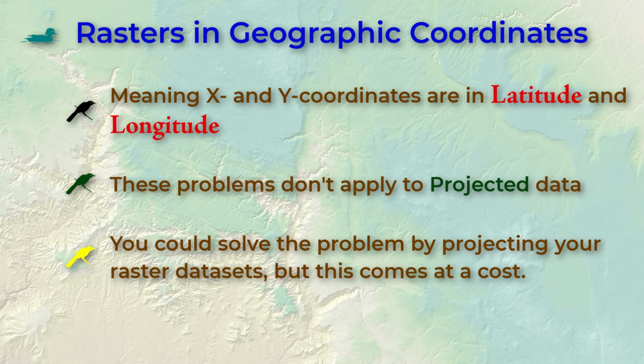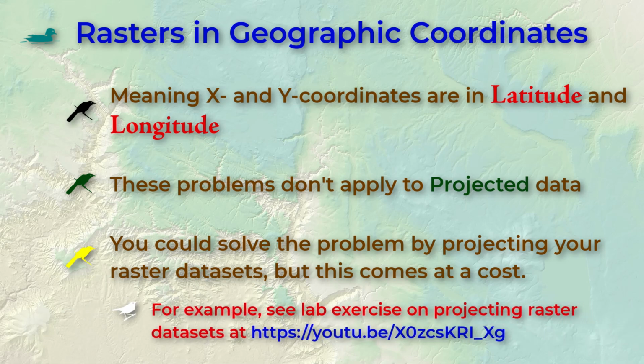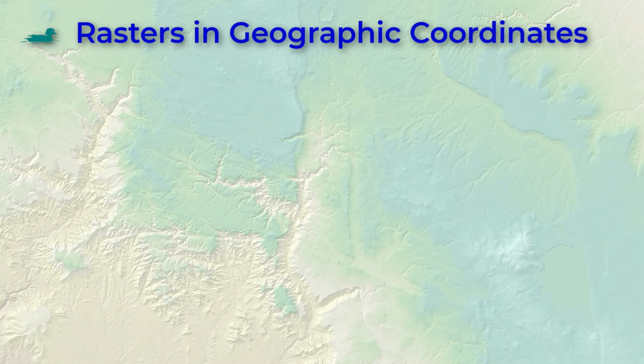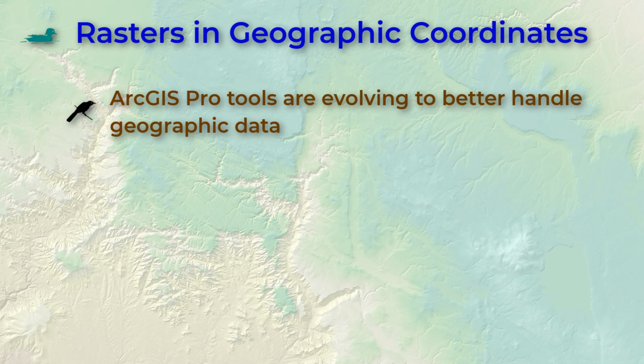You always lose information when you project a raster. If you'd like, you can look back at the lab exercise on projecting rasters from the Projections and Datums module for an example of this. Now, the ArcGIS Pro raster tools are getting better with handling geographic data, and future releases will likely fix more of the tools, so it's possible that these problems won't be problems anymore when you view this video. But for now, these issues are worth knowing about.